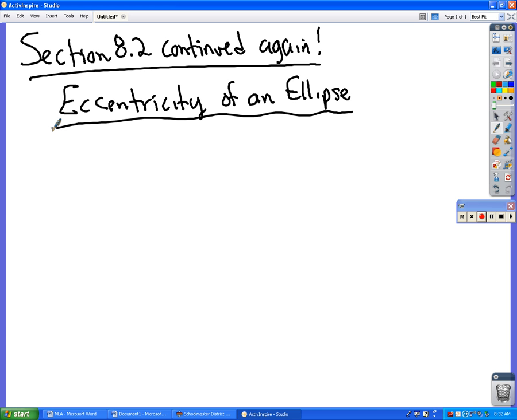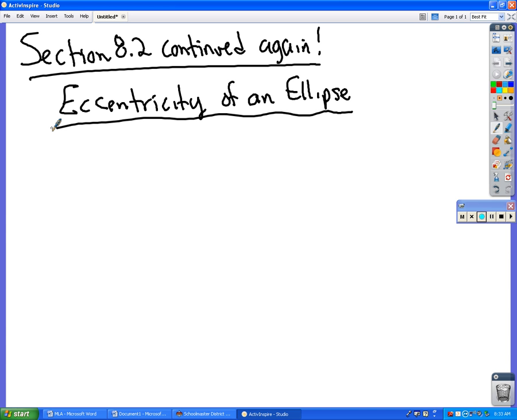And the eccentricity of an ellipse defines how stretched out it is. Okay? And so if it has an eccentricity of 0, that means it's the same this way as it is this way, which means it would be a what? A circle. And then if it has an eccentricity of 1, then that means it would be really stretched out.